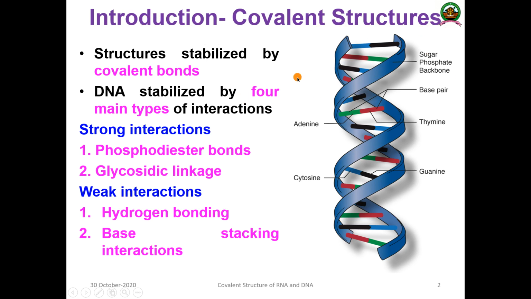Covalent structures are biomolecules which are stabilized mainly by covalent interactions or covalent bonds. You can see here the DNA double helix. We will discuss the structure in detail in the next class. It is a typical spiral, helical, ladder-like structure. You can see a very strong sugar phosphate backbone.